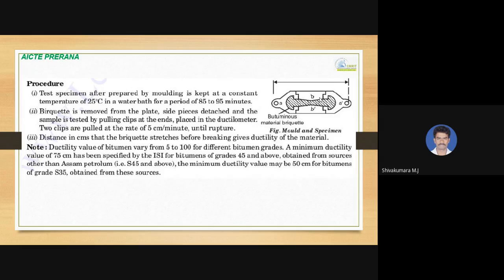A minimum ductility value of 75 centimeters has been specified by ISI for bitumens of grade 45 and above, obtained from sources other than Assam Petroleum. The minimum ductility value may be 50 centimeters for bitumens of grade S35 obtained from these sources.